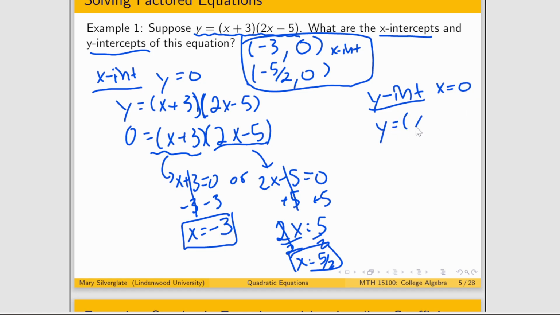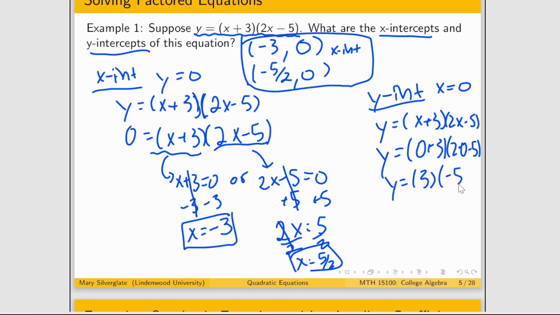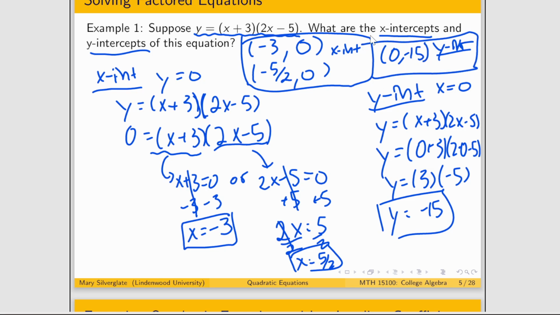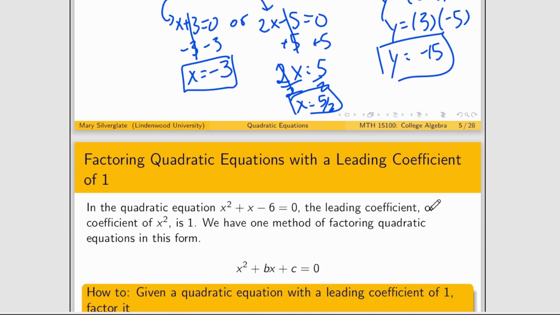So y is equal to (x plus 3) times (2x minus 5) normally. So y is equal to (0 plus 3) times (2 times 0 minus 5). 0 plus 3 is just 3. 2 times 0 is 0, minus 5 leaves me with negative 5. So we end up with y is equal to negative 15. So our y-intercept is at the point (0, negative 15), because I just found it by plugging in 0 for x.